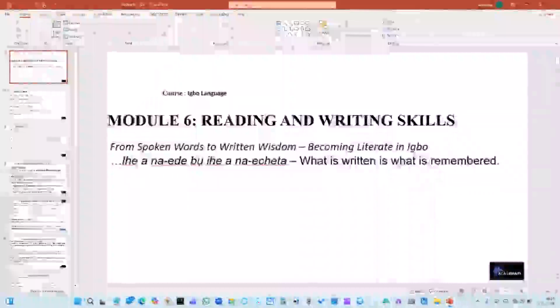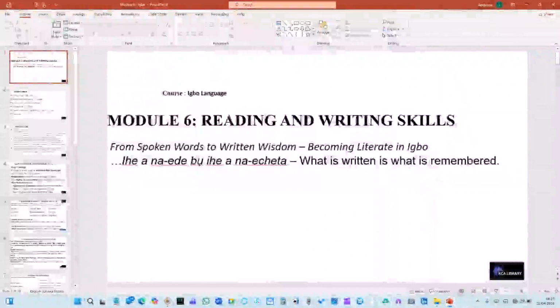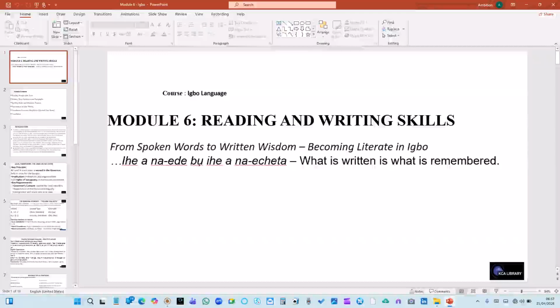Hello and welcome to Module 6 of Igbo language. In this module, we shall be looking at reading and writing skills. That is, from spoken word to writing wisdom, becoming literate in Igbo language. Ihe a na-ede bụ ihe a na-echeta, which means what is written is what is remembered.